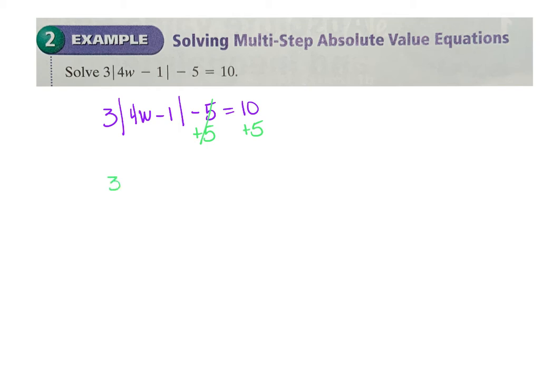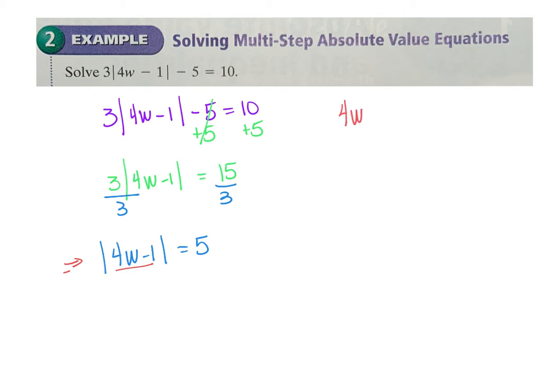That leaves us 3 times the absolute value of 4w minus 1 equals 15. And then we're going to divide by that 3. And we'll get the absolute value of 4w minus 1 equals 5. Now that we have it by itself, then we can set up the two equations. Not until this point do we set up two equations. So now we're going to set up the two equations of what's inside.